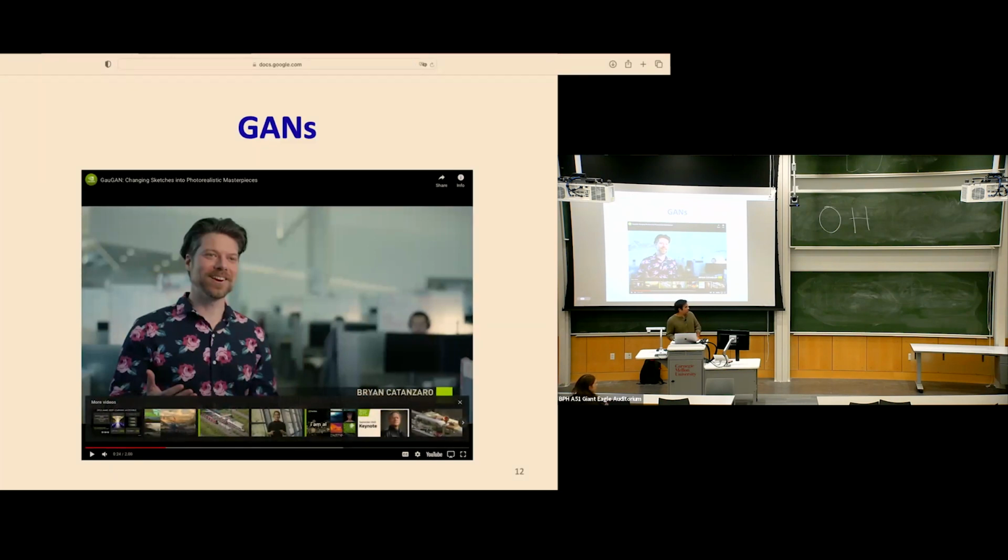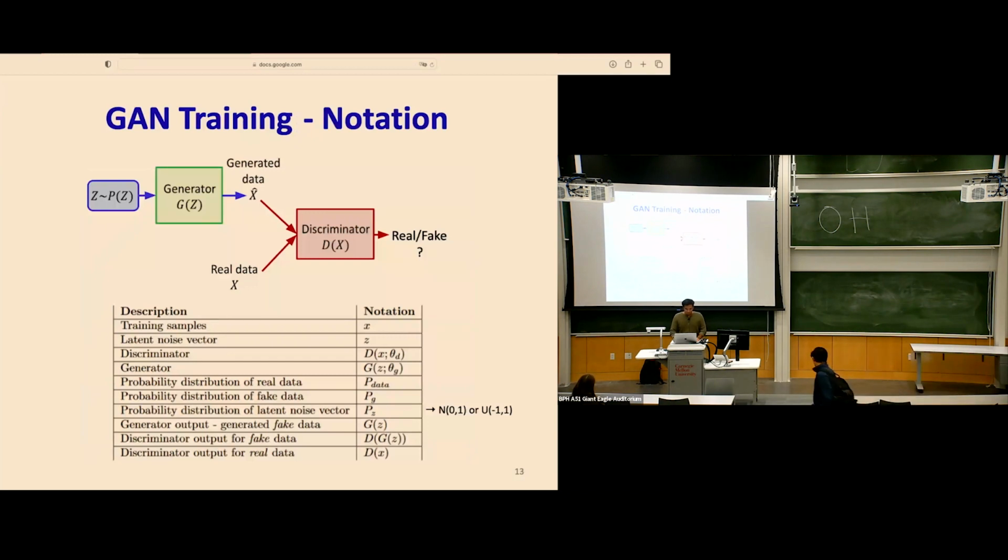But yeah, that's what GANs can do, and a lot of other domains as well. So now let's look at the GANs training routine. But before we get into training, let's establish some notation.